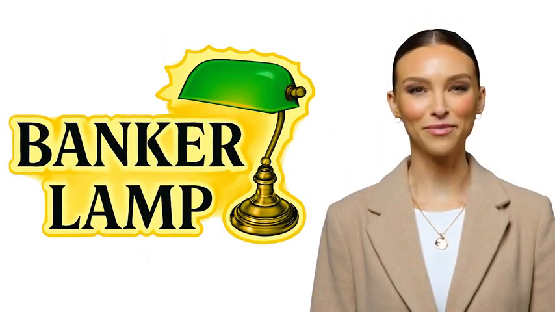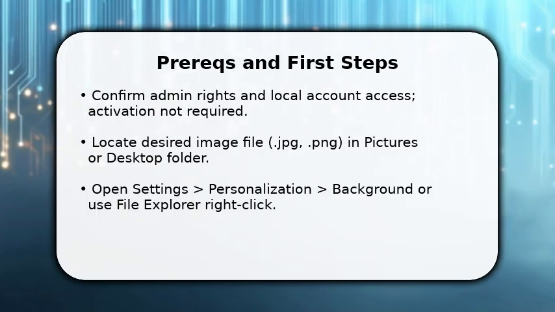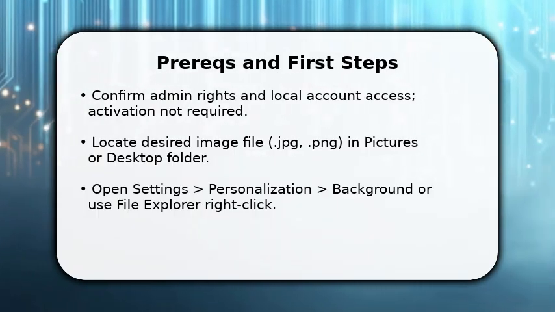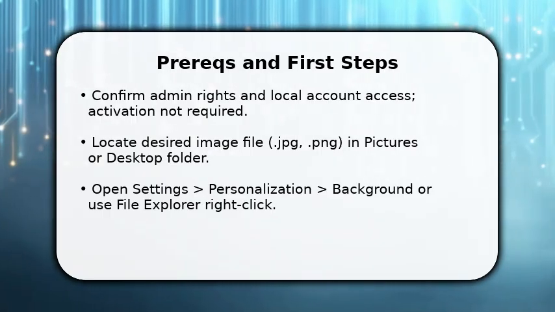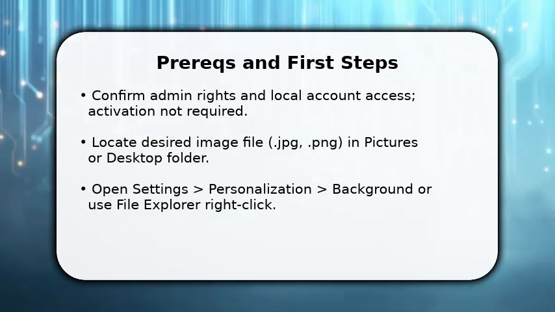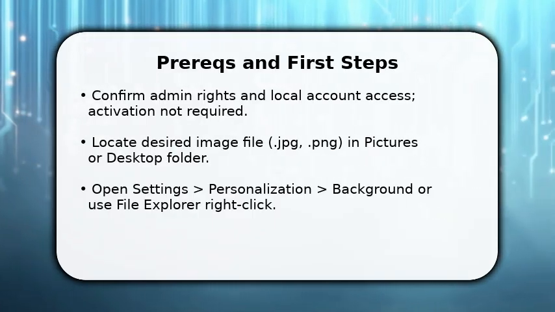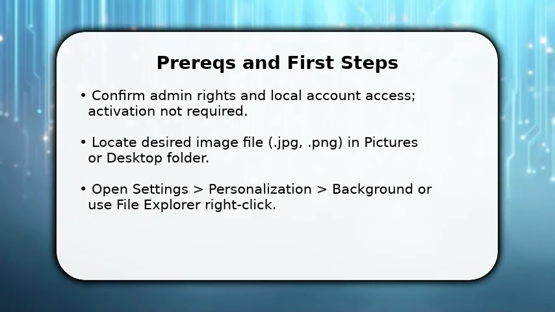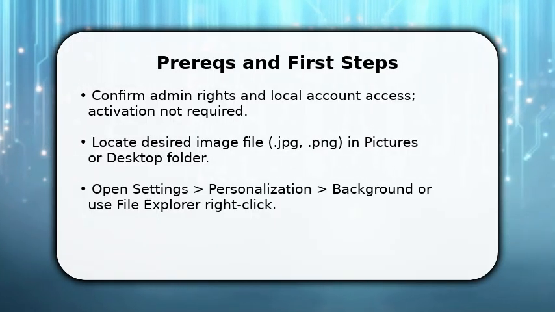Please enjoy the video. You start by making sure you have administrator access and the image you want ready. Activation is irrelevant for this process. Open File Explorer and navigate to the image, or open Settings and go to Personalization, then Background to begin. Right-click the image file and select Set as Desktop Background, or choose Browse in Settings and pick the image. Once done, you'll immediately see the wallpaper change.